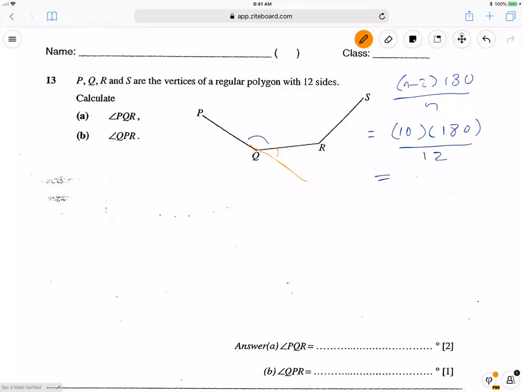So 1800 divided by 12 is 150. So we get one angle is 150 degrees, and that's the answer for part one. Then for part two, QPR. You got to draw one line down like that.